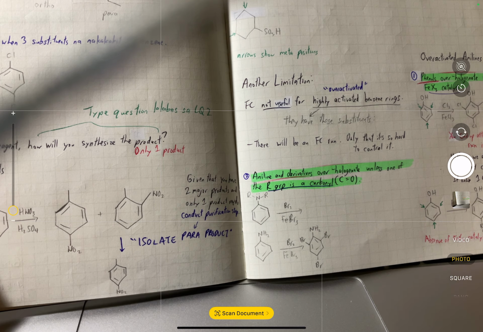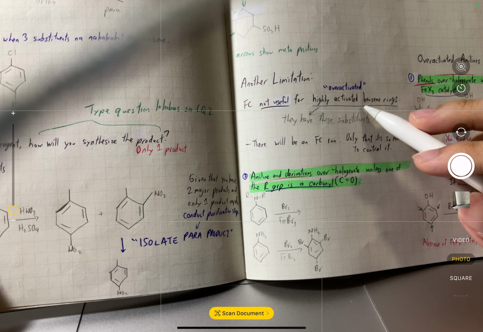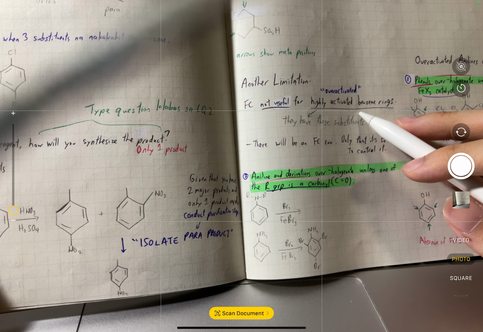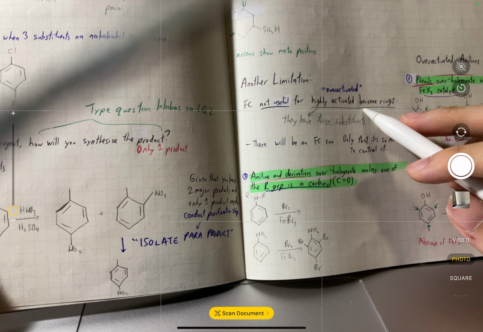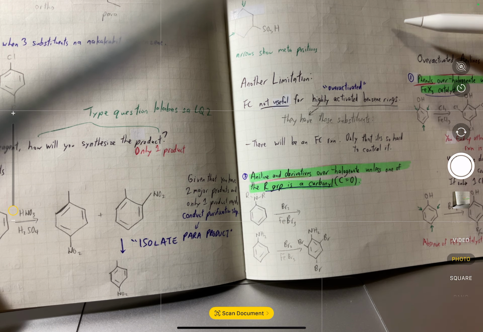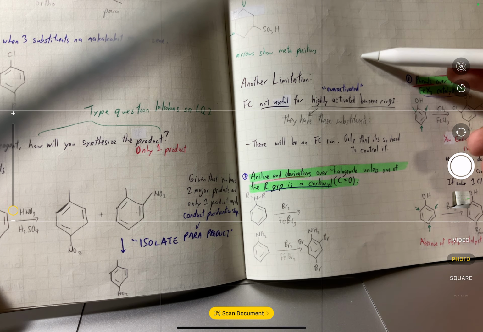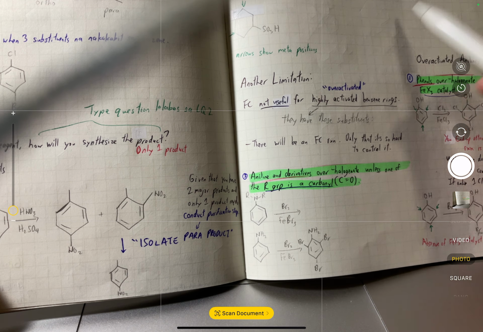Limitations. This is something that I mentioned earlier. If you have a primary alkyl halide, you cannot perform FC alkylation on it because the primary alkyl group is too unstable. You can perform FC alkylation if your alkyl halide is secondary or tertiary. But if it's primary, you do FC acylation, then reduction.